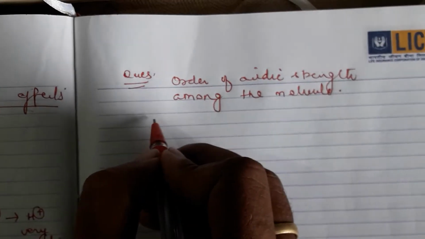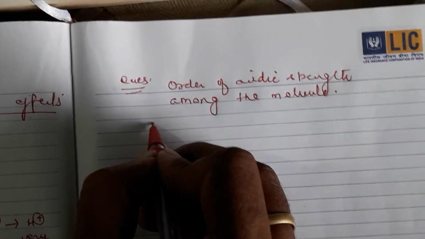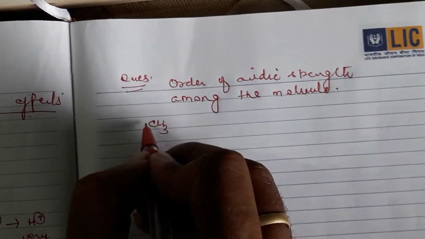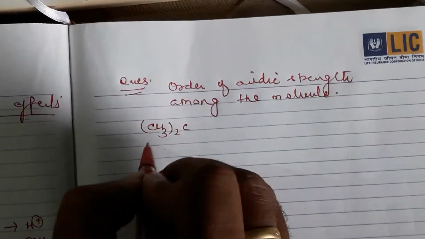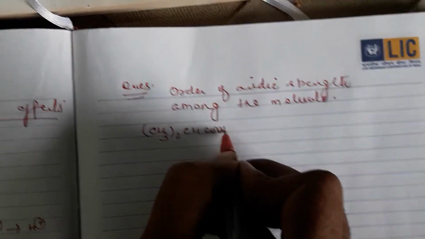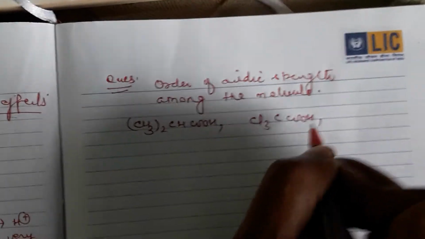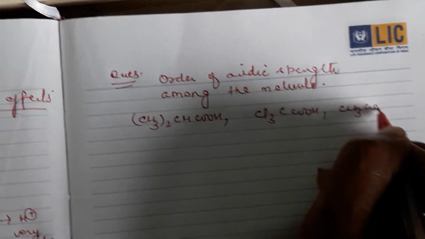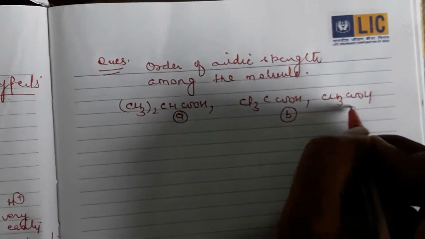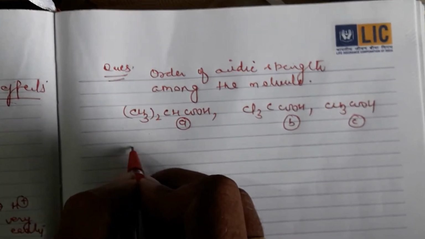Okay, so what happens here? Suppose that I draw CH3COOH, CCl3COOH, and CH3COOH. What will be the order? Suppose that this is A, this is B, and this is C. Okay, so the options will be, what is the order?